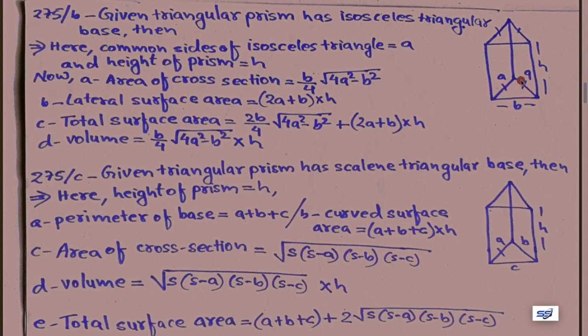This figure of prism. Now given question number 275 upon B, the given triangular prism has isosceles triangular base.